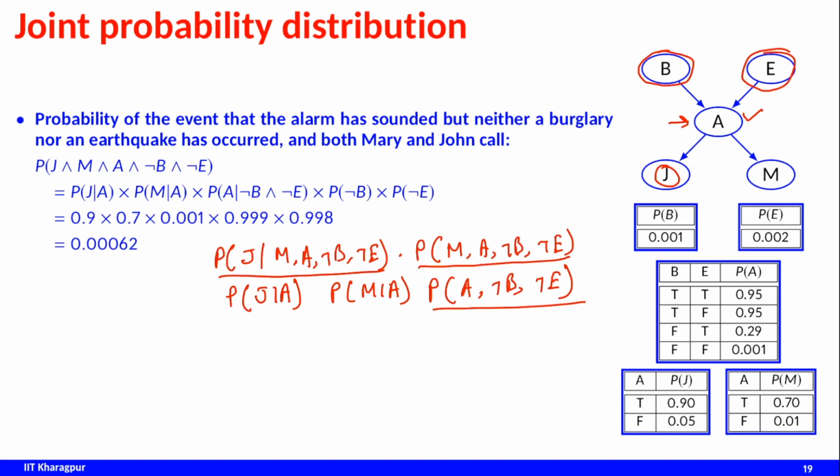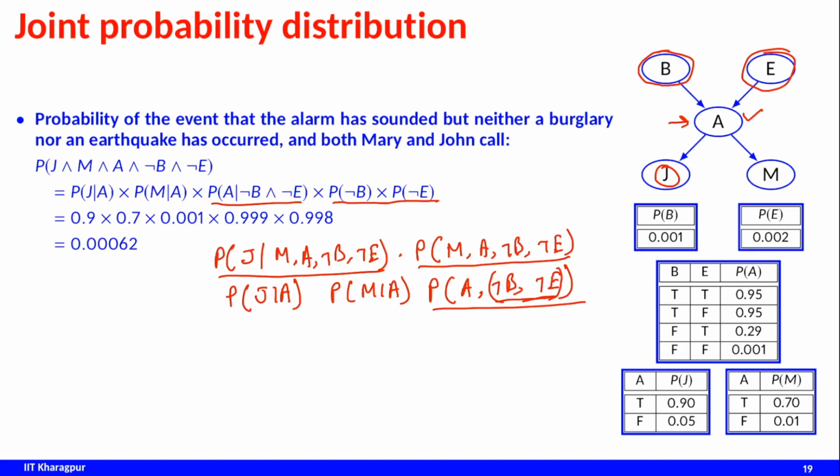Now if I want to find out the probability of this, then it will be probability of A given not B and not E, this expression, times probability of not B not E. When I try to find out the probability for this part, these two events are independent because none of them influences each other. So effectively I will get P of not B and P of not E.